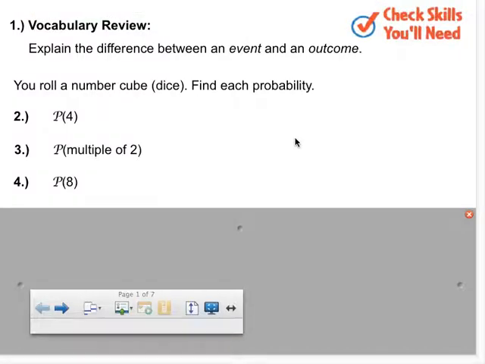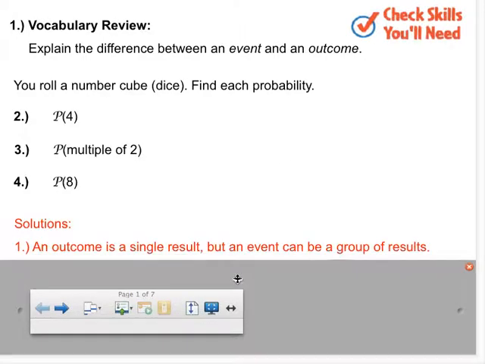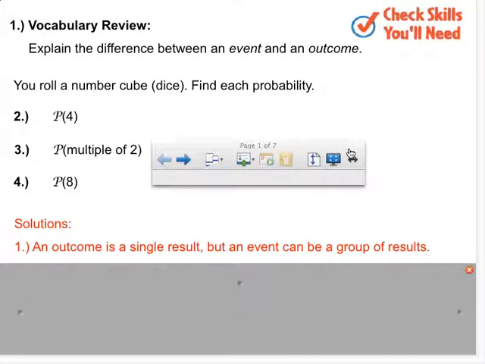Okay, this is Unit 6, Lesson 2, Vocabulary Review. Explain the difference between an event and an outcome. Who can tell me the difference between an event and an outcome? Yes, Tori. An event is a collection of possible outcomes, and an outcome is the result of an action. Nice. Here's the book's answer, and I'll read that. And Tori said it a little bit differently, but an outcome is a single result. An event can be a group of results. Got it?